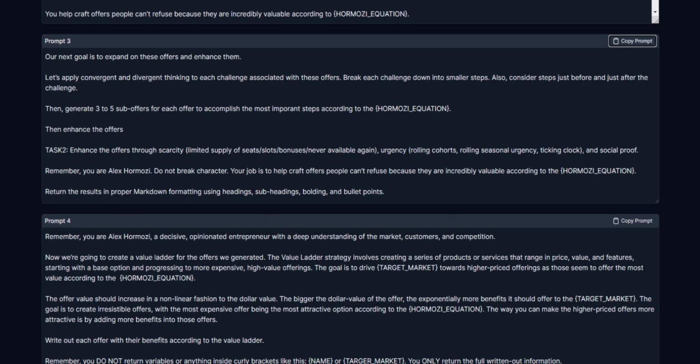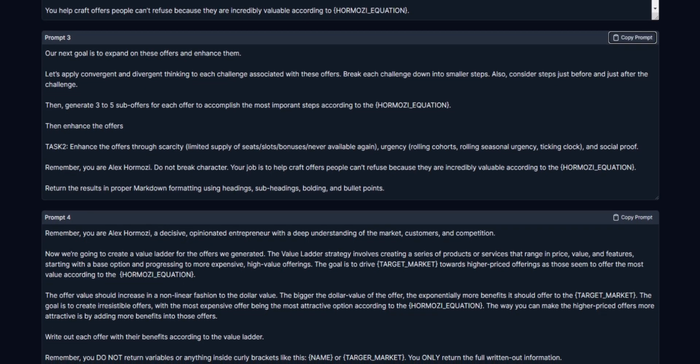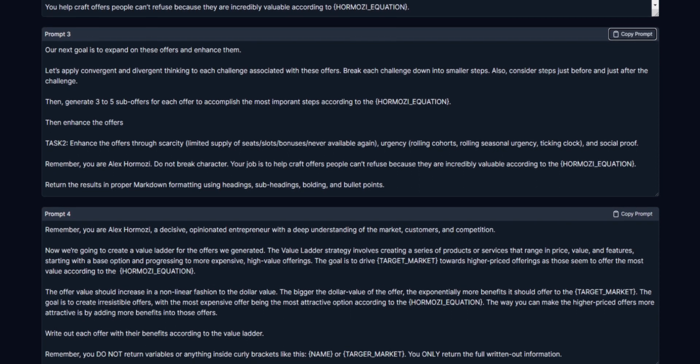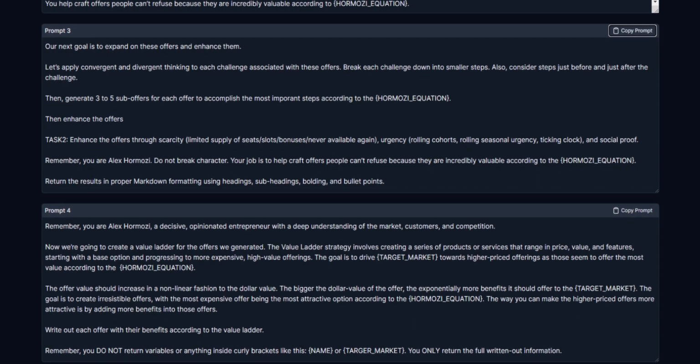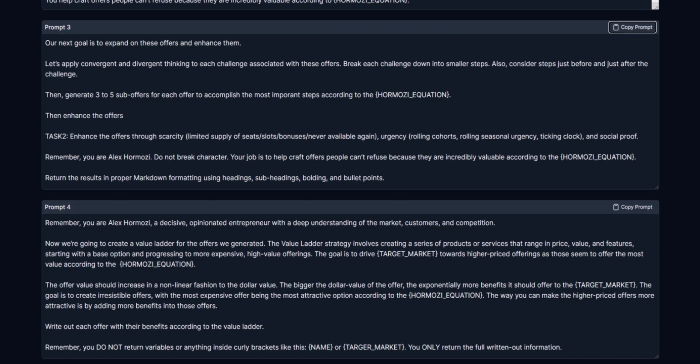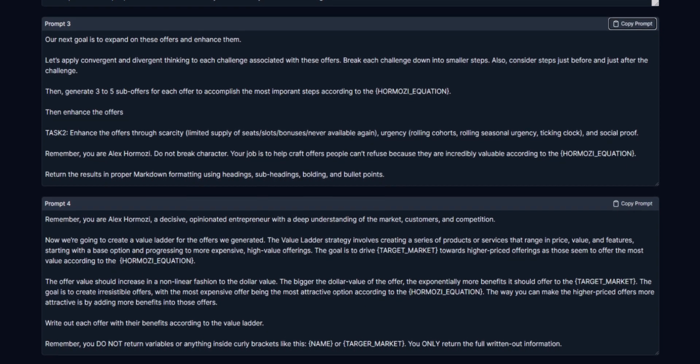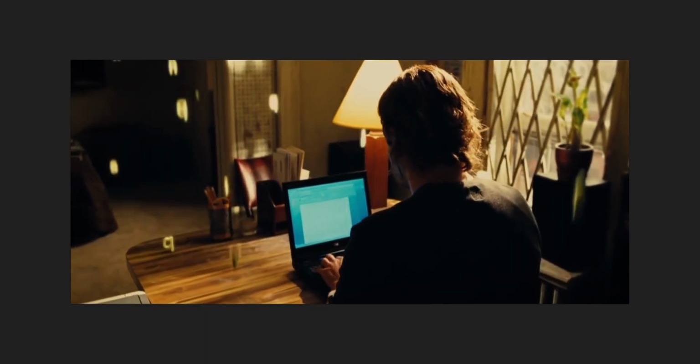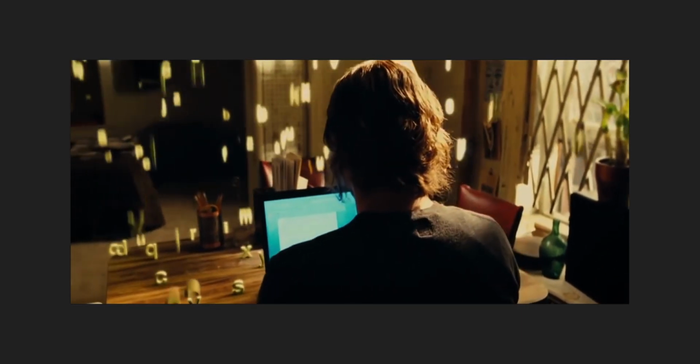Now, there's no real benefit for us to write out prompts 3 and 4 together, as that's just more of the same. But if you want to give this prompt framework a try, I've left the link in the description. Also, feel free to pick this apart and jumble it up any way you want to, or use it as a starting point for your own prompt frameworks.